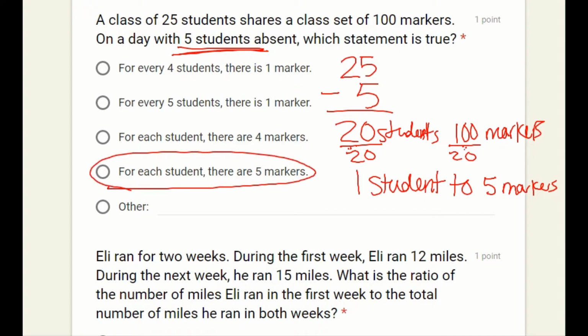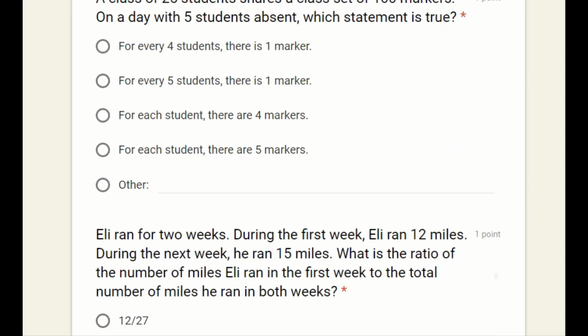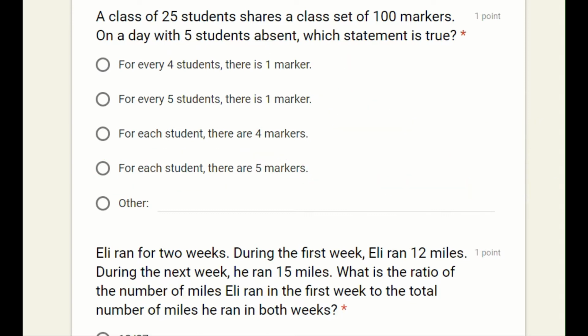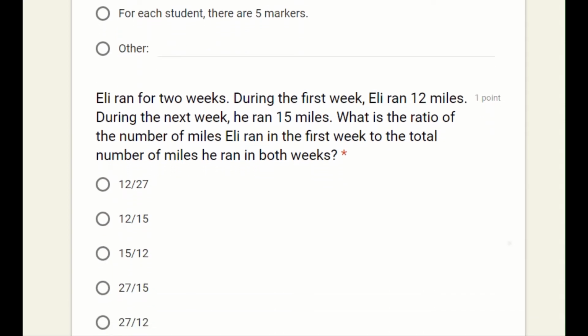Now if you didn't subtract the 5 students on a normal day, for each student there are 4 markers. But when the 5 students are absent, which is the situation, you have to take the 5 away. So that's how we end up with the 1 to 5 ratio. Each student will have 5 markers when the 5 students are absent, and when all students are present, each student will only have 4 markers, which makes sense because if students are absent and you're dividing the same number of markers between the students, then some students are going to get more markers, which is why the ratio is higher the second term.